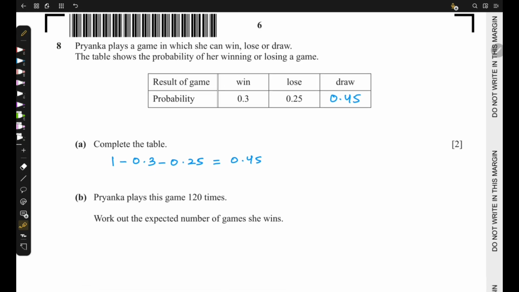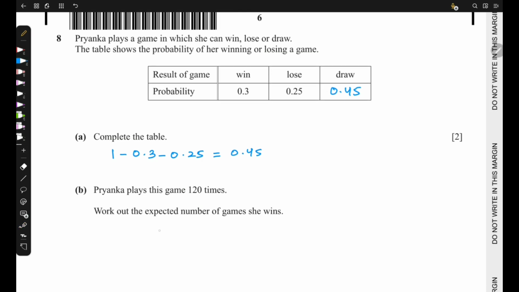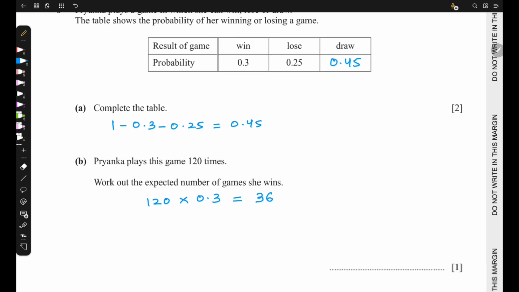In the second part, Priyanka plays this game 120 times. Work out the expected number of games she wins. You just have to multiply the total number of games with the winning probability. The winning probability is 0.3. So if we solve it, we will get 36 as our final answer. It means out of 120 games, she would win 36 games.